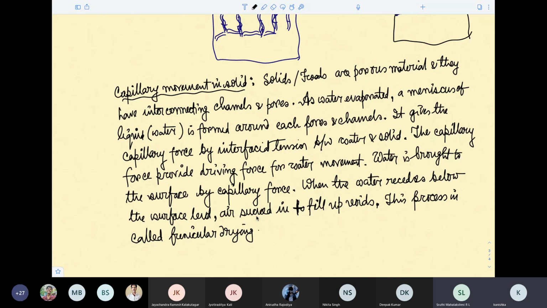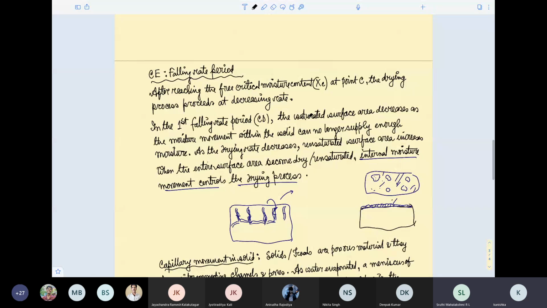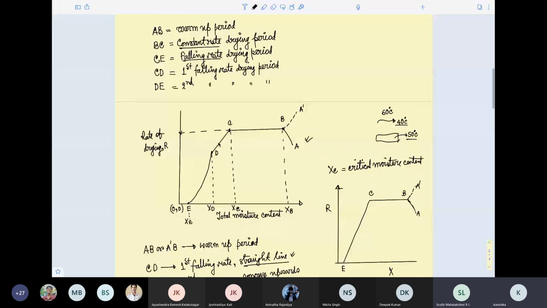Okay, so I think today is up to this. Did you understand? Yes, sir. So this is the first falling rate, this straight line. This is capillary controlled drying. The second part I will talk about later in the next class. This D to E is called the diffusion control drying.